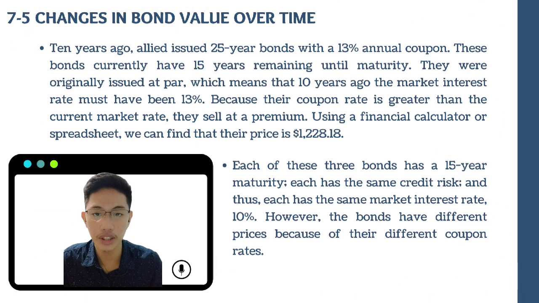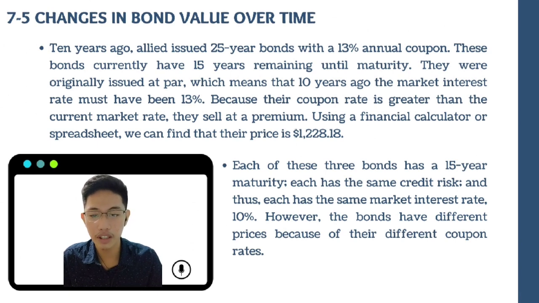Third was 10 years ago. Allied issues a 20-year bond with a 13% annual coupon. This bond currently has 15 years remaining until maturity. They were originally issued at par, which means that 10 years ago, the market interest rate must have been 13%. Because their coupon rate is greater than the current market rate, they sell at a premium.